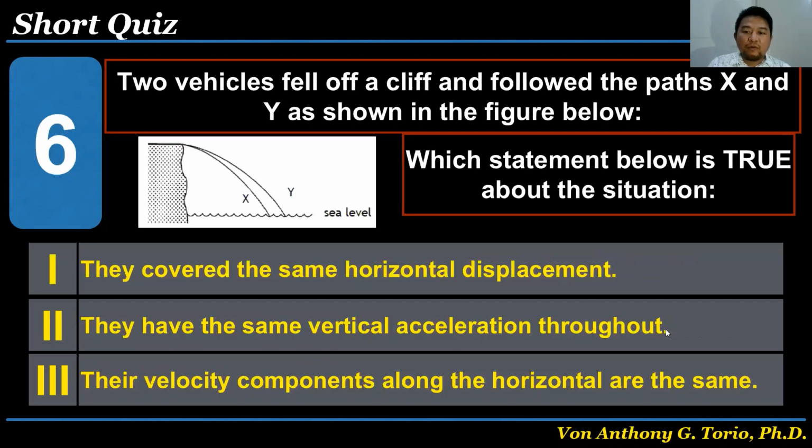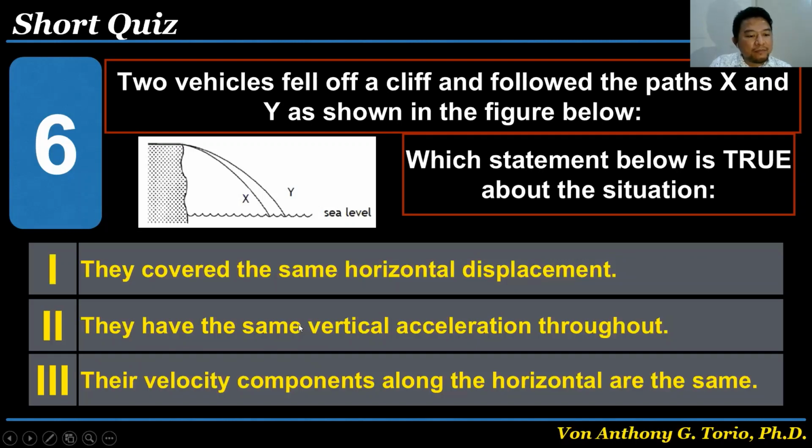Number 6, two vehicles fell off a cliff and follow the paths X and Y as shown in the figure below. Which statement below is true about the situation? Number 1, they covered the same horizontal displacement. This is obviously wrong because Y covered a greater displacement. Number 2, they have the same vertical acceleration throughout. That's true. The acceleration of the two objects is equal to the acceleration due to gravity. So 2 is our choice.